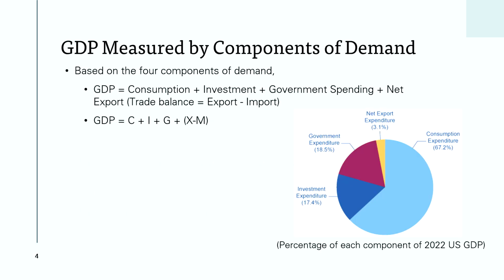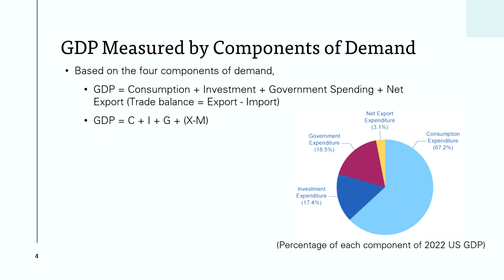When we combine the four components of demand, we get the GDP equation. GDP equals consumption plus investment plus government spending plus net export. This formula will appear often in macroeconomics, so it's important to become comfortable with it.